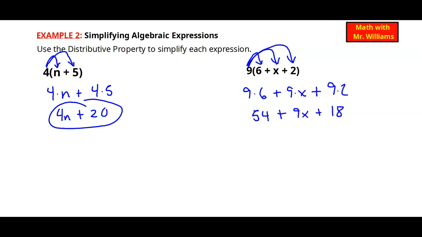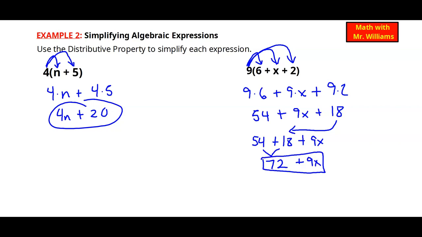Now we're going to use our commutative property and bring our numbers that are alike next to each other. So we're going to move the 18 closer to the 54. 54 then plus 18 plus 9x. And we're going to combine these like terms. 54 and 18 will get us 72. Bring down the plus 9x, and we have our answer, 72 plus 9x.